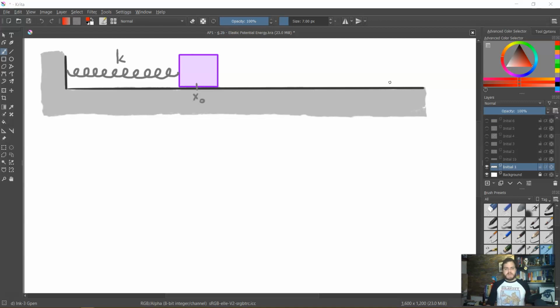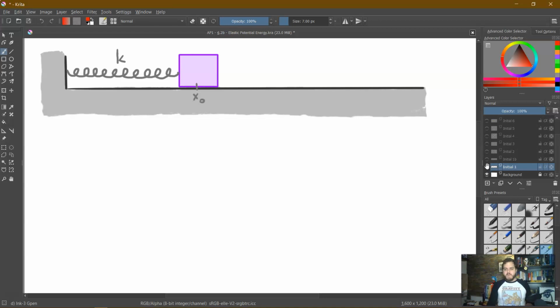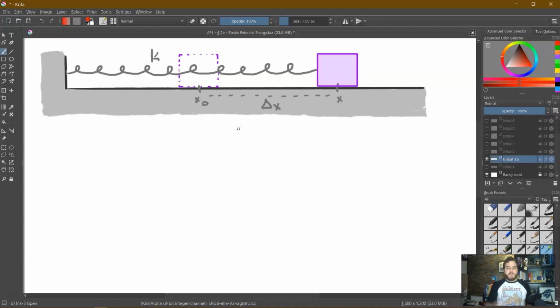So let's say I've got here a block that's sitting on the surface at some position x naught, and it's attached to a spring of spring constant k, and that spring is attached to a wall. And let's say right here, this is the spring's relaxed position, its normal equilibrium position. It's not stretched or compressed. And the question is, well, what happens when I pull the block and I have it now at this position x, so it's undergone a change in position of delta x? How has this changed the system?